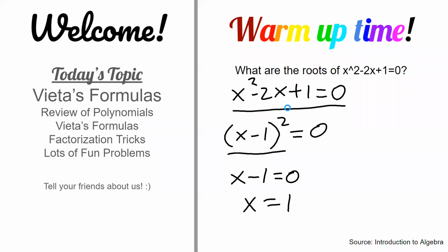So quadratics always have two solutions. And since we only found one solution here, that means this one solution is called a double root. Basically, it's a root that appears two times. So our only solution is x is equal to 1.